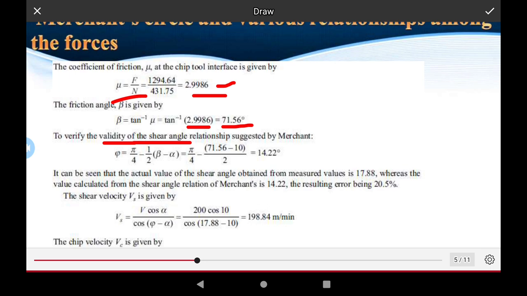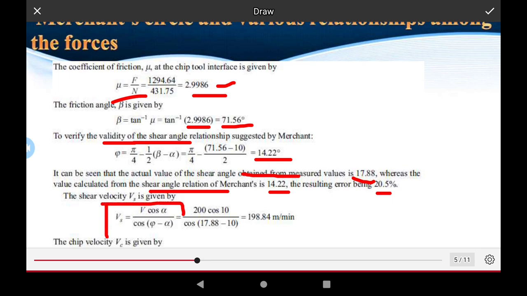Verify the shear angle relation suggested for the Merchant circle: phi equals pi by 4 minus 1 by 2 of beta minus alpha, that is 45 minus (71.56 minus 10) upon 2. Find this value of phi. The actual value of the shear angle is obtained from the measured value of 17.18, whereas the value calculated from the Merchant relation is 14.2, and the resultant error is 20.5%.